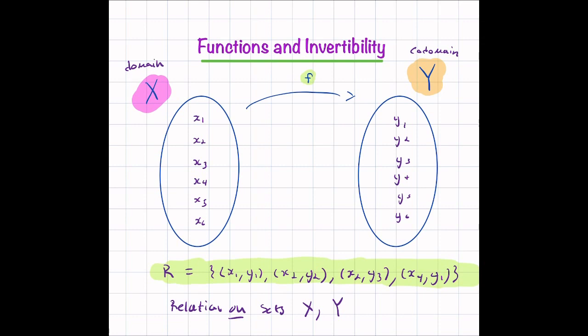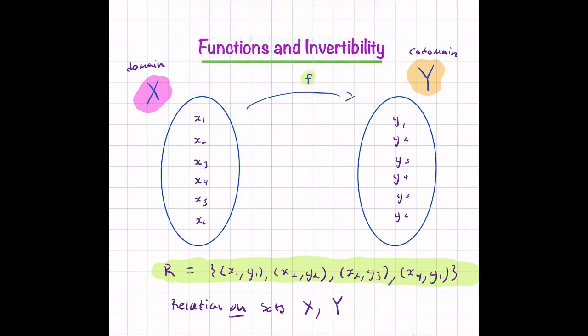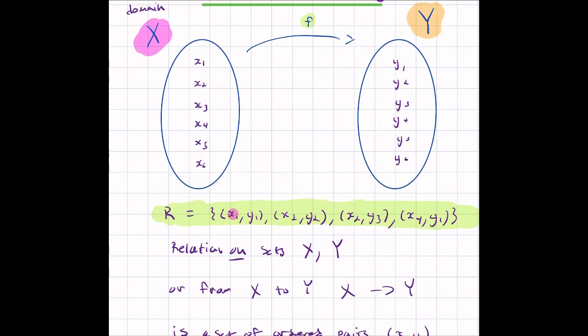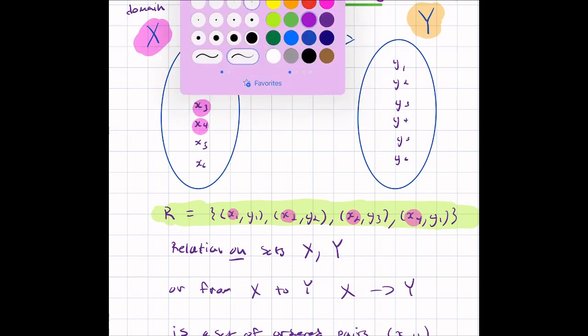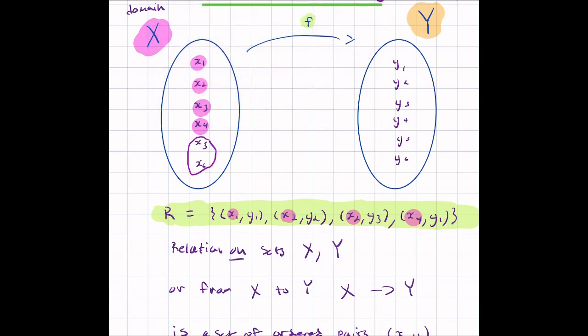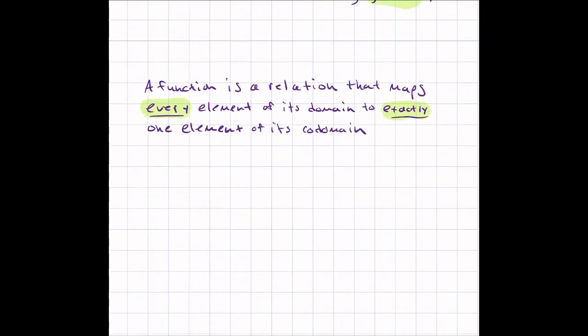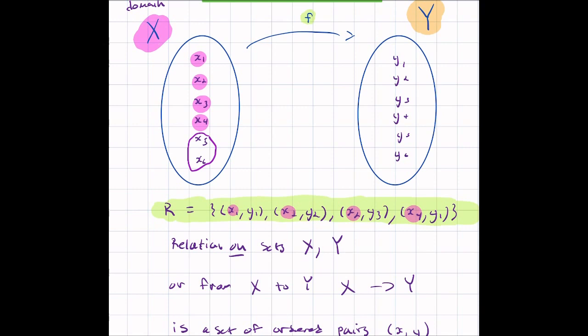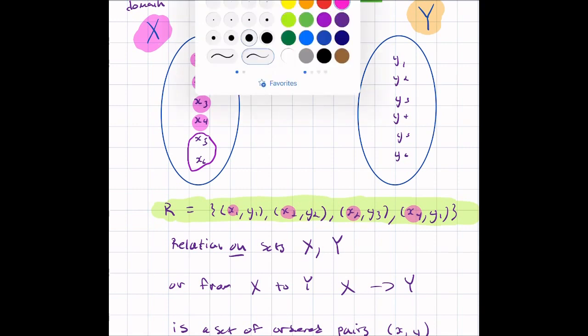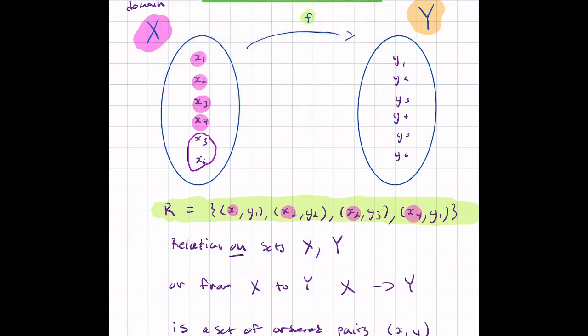Well, every is pretty clear. Every makes it pretty clear why this is not a function. Which elements of the domain did it send places? It sent x1, x2, x3, and x4. It sent these somewhere, but it missed x5 and x6. These people didn't get sent anywhere. And the exactly one element, what does that mean? This is a little bit more subtle. Well, you might remember something called the vertical line test from high school, and we'll see what that means when we get into graphing these things. It means that it can't send anything to two different places, rather.